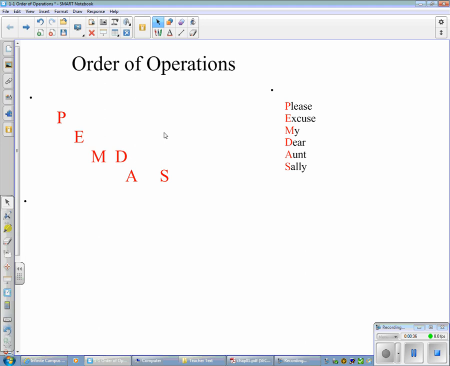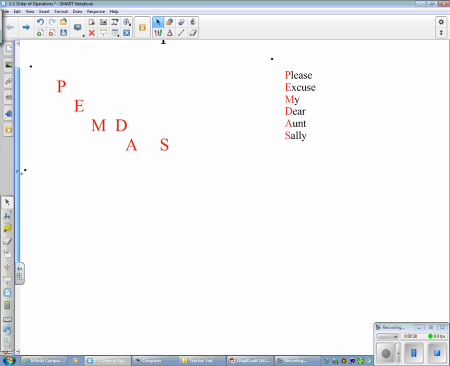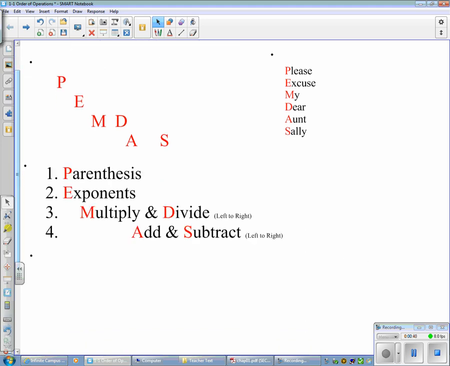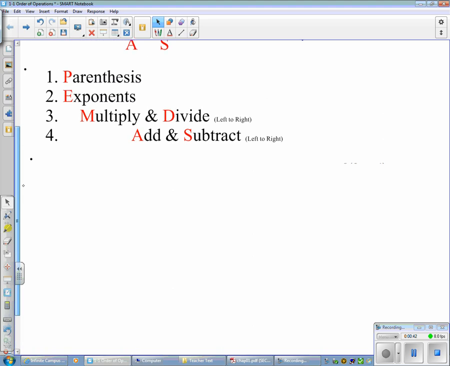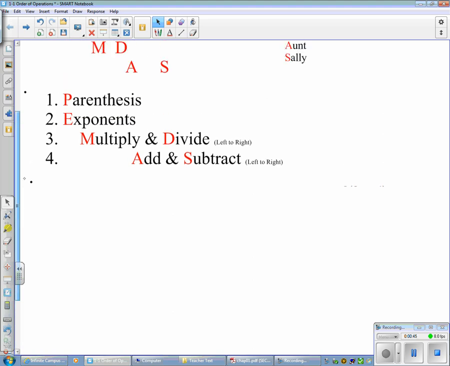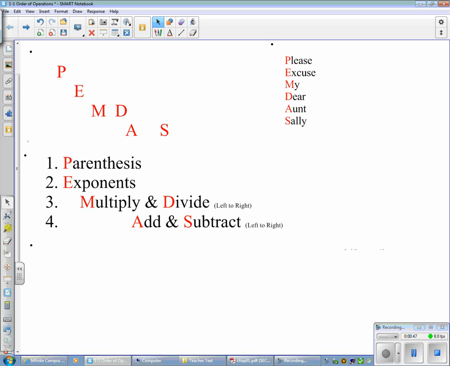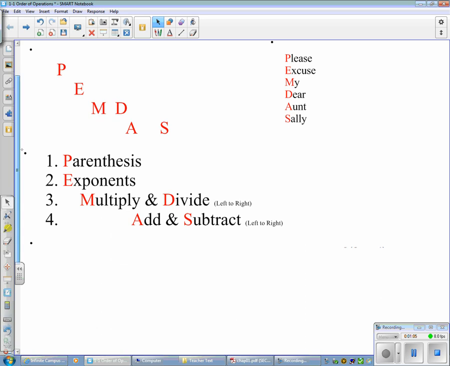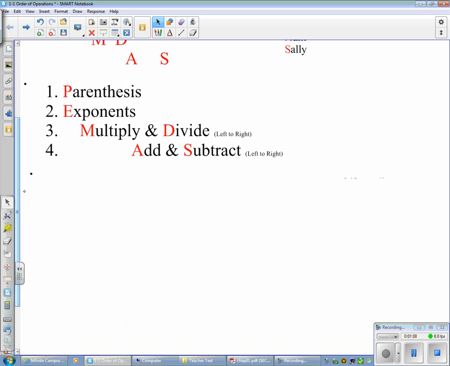But what these stand for is the order of saying: do parentheses first, exponents second, multiply and divide from left to right third, and then add and subtract from left to right. Knowing these four rules can make or break an algebra experience for you. So this is something I want you to practice and get very familiar with.